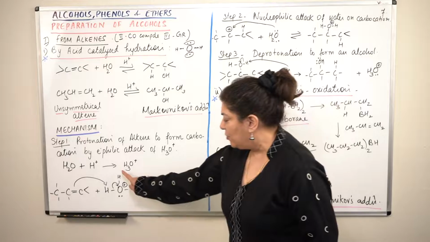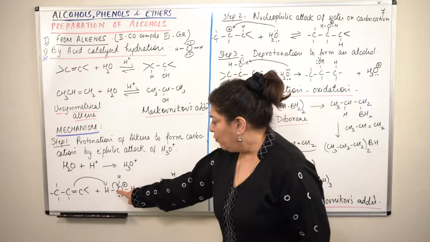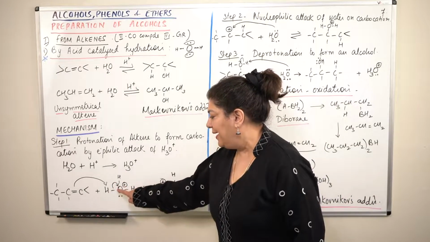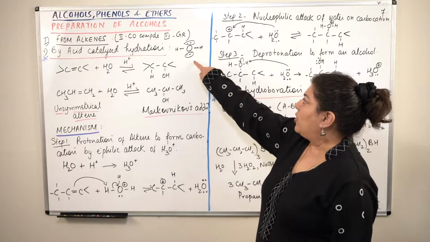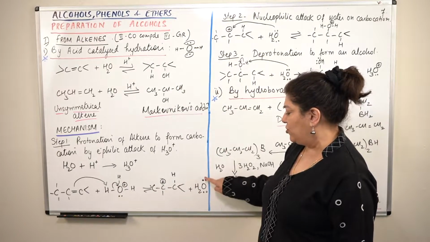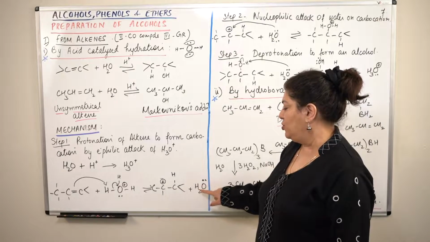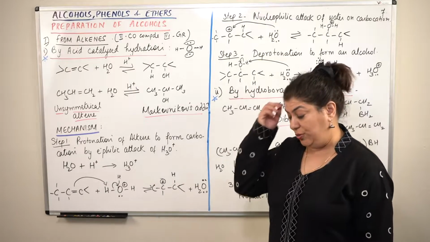As this happens, what happens to the water molecule? The water molecule got back its 2 electrons and it became a neutral water molecule, where on oxygen there are 2 lone pairs of electrons and the 2 hydrogens are attached to the water molecule.